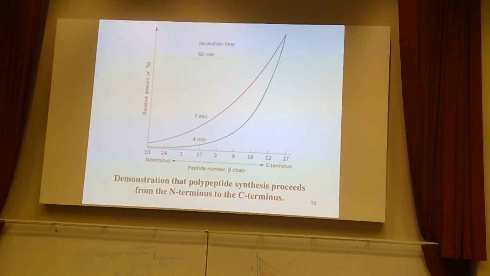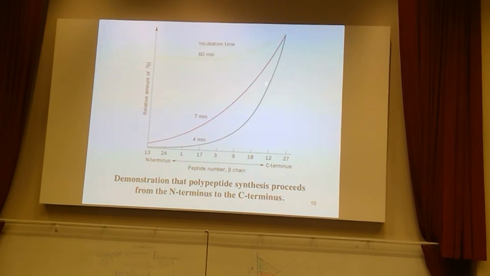One more slide. Again, here shows the relative amount of tritium. This was the radio label that was being used. Different peptide fragments on the beta chain of this globin. These numbers don't necessarily mean too much in this case. Just know that the peptide fragments over here are towards the N-terminus. The peptide fragments over here are towards the C-terminus.